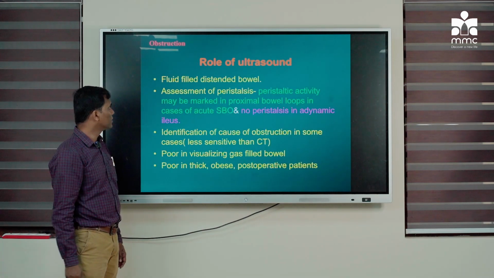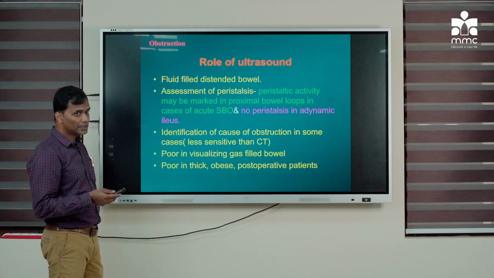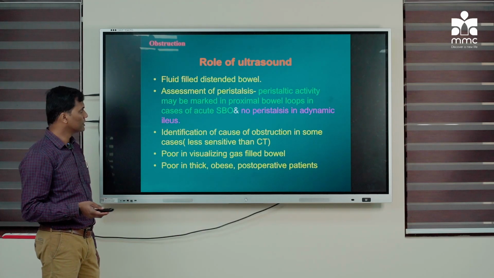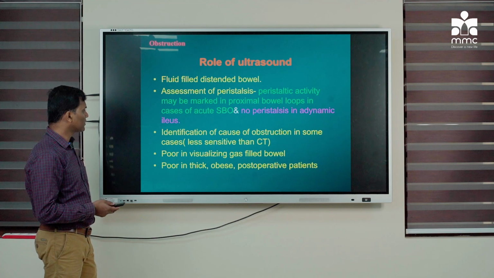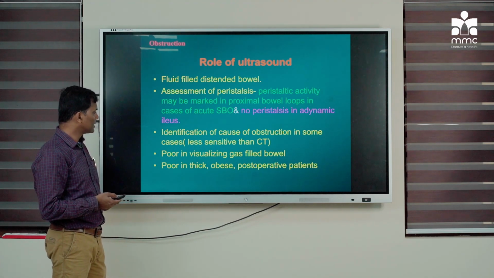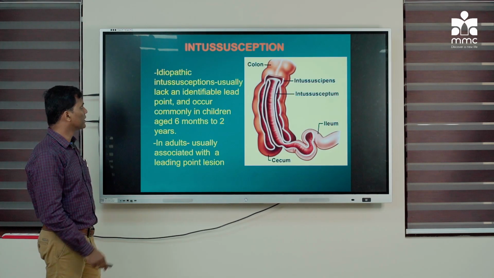What is the role of ultrasound? You can see the fluid filled distended bowel. You can see the peristalsis. If peristaltic activity is more, then it is a small bowel obstruction. No peristalsis means paralytic ileus. The cause of obstruction may sometimes be seen, but if it is gas filled it is difficult, and if the patient is obese, it is difficult to visualize.